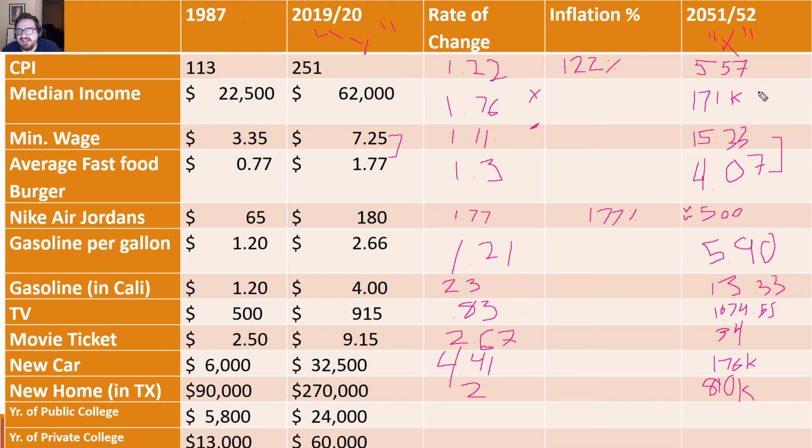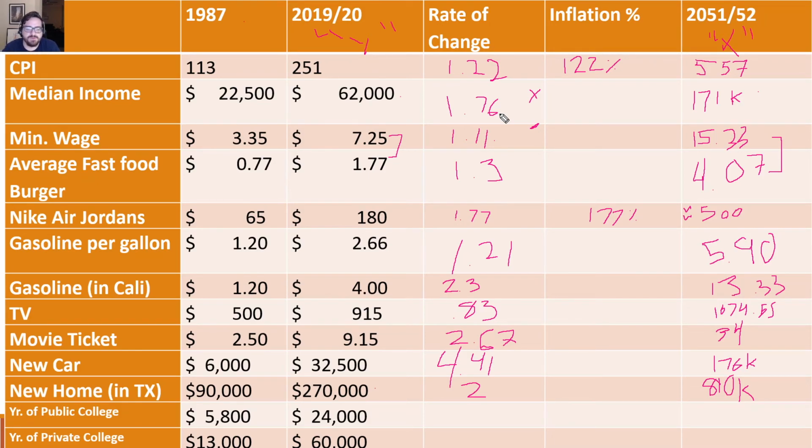Okay, when that's the median income, $171K, that being the average price of a new house, it isn't crazy, seeing as median income now is $62K and the new home in Texas is $270K. Like, this to this and this to this feel similar. And that's because 1.76 and 2 are not terribly far off. Now, this to this is bigger. It will require more work for you to buy a home at that rate of change in 2051, but not by a ton. By 0.25 in the rate of change formula.